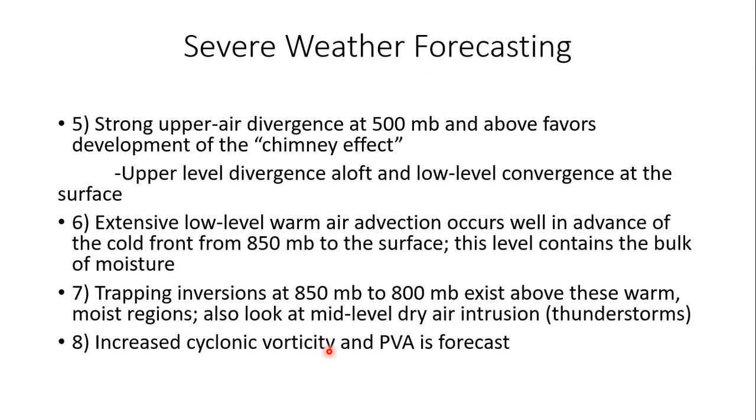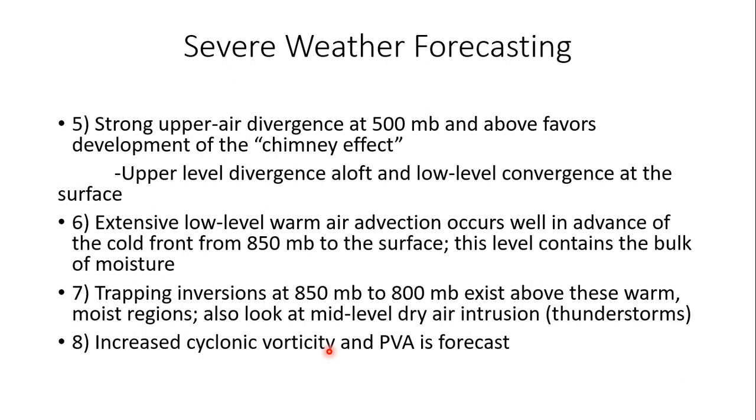Additionally, we look for the chimney effect up at 500 millibars at 18,000 feet, low-level convergence. We have exhaust aloft at upper-level divergence, removal of mass. We also want to look at the low-level warm air advection to see if it's occurring in advance of a cold front from about 850 millibars to the surface. And a very quickly moving transport of warmth and moisture occurs in association with what's known as a low-level jet stream, typically around 850 millibars.